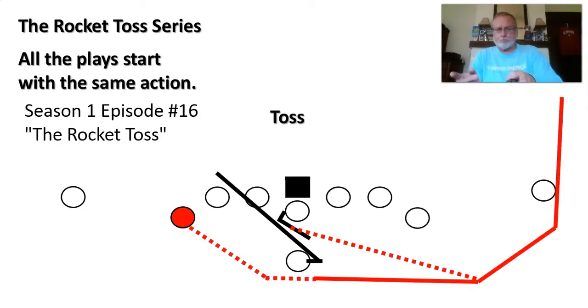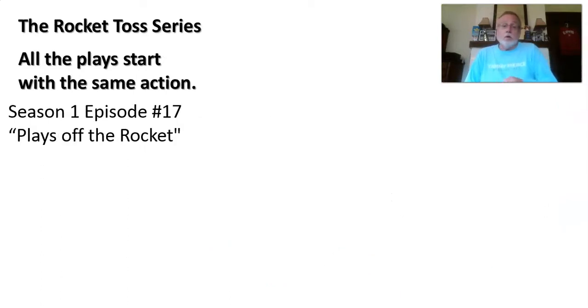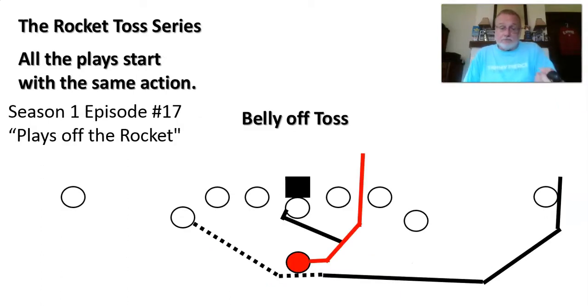All right. Now, I put this in. You go back to season 1, episode 16, look at the rocket toss stuff. And there's 2 or 3 videos on it, stuff off the rocket and all that. Okay? I love this because this series has everything. Now, if you're really fast, the toss part of it, like Navy runs, will be your base play. Or the belly will be your base play.